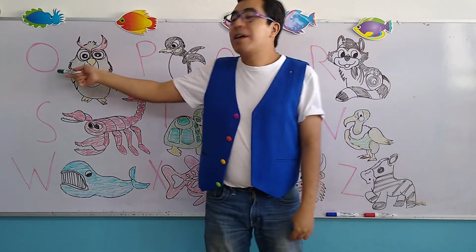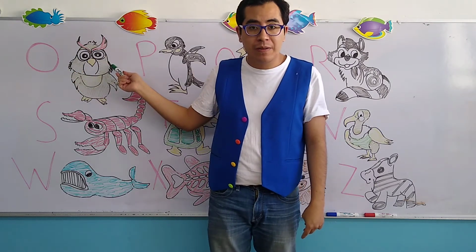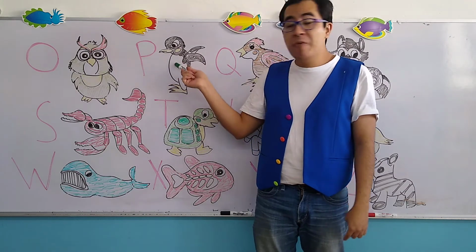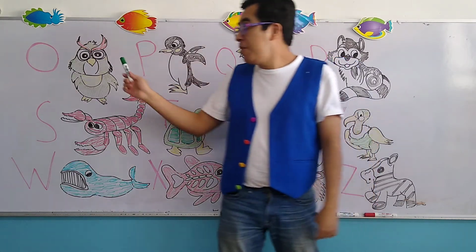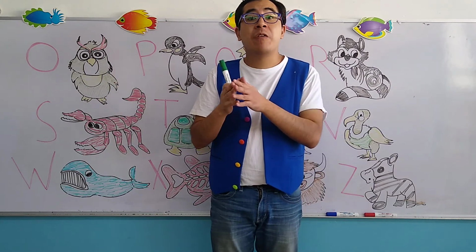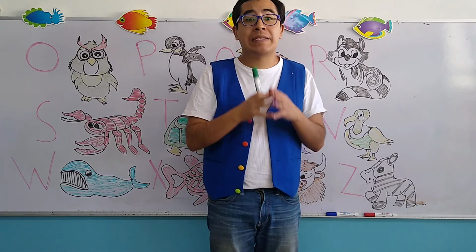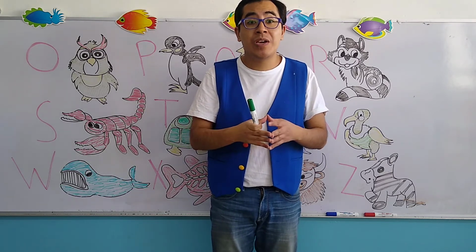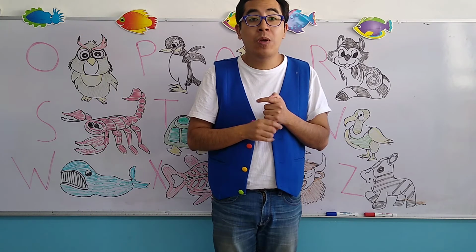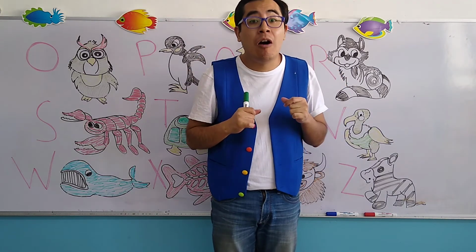The first, capital O for owl. Capital P for penguin. Now, for the owl, remember it's an animal that is part of the birds, and it's an animal that appears only at night. Aparece solo en la noche and makes noises like that, with those big eyes. That is an owl.